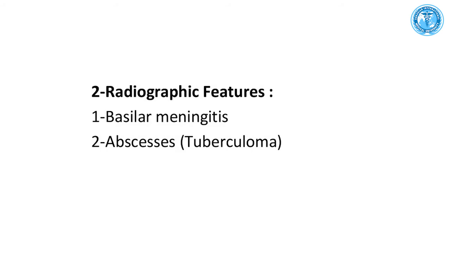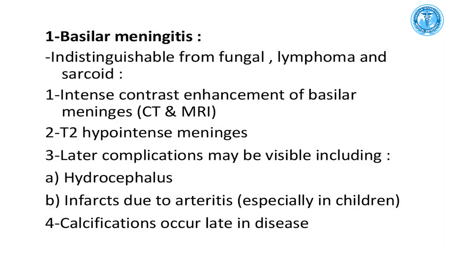Radiographic features are basilar meningitis and abscesses or tuberculoma. Basilar meningitis is indistinguishable from fungal, lymphoma and sarcoid. There is intense contrast enhancement of the basilar meninges using CT and MRI, with T2 hyperintense meninges.